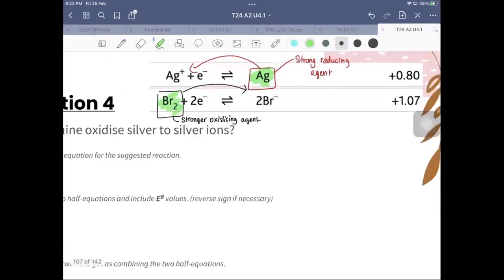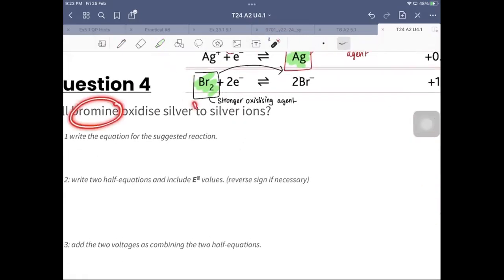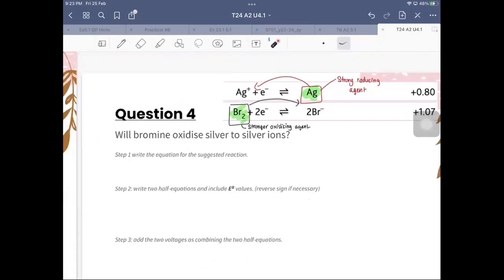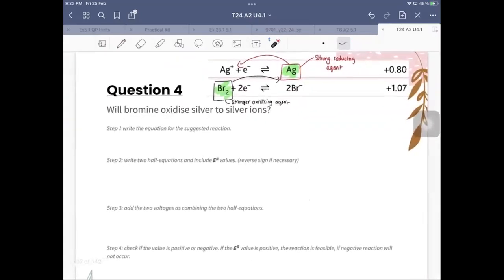Okay, so we're going to see, is bromine going to react with silver? So you see, bromine Br2 and silver is a combination of a strong oxidizing agent and a strong reducing agent. So without even doing calculation, we can say, yes, they will react, because bromine is a strong oxidizing agent and silver is a strong reducing agent. If you want to extend your explanation, bromine is most likely to be reduced to bromide and silver is most likely to be oxidized to Ag+. Okay, so that's the first, I would say, method A.